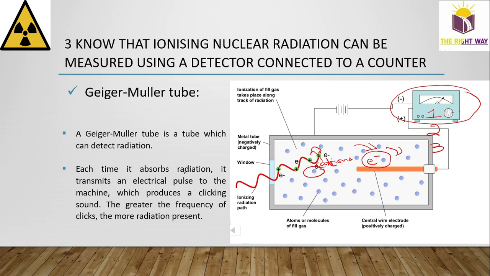Each time it absorbs radiation, it transmits an electric pulse to the machine, which produces a clicking sound. The greater the frequency of the clicks, the more radiation is present in the atmosphere.